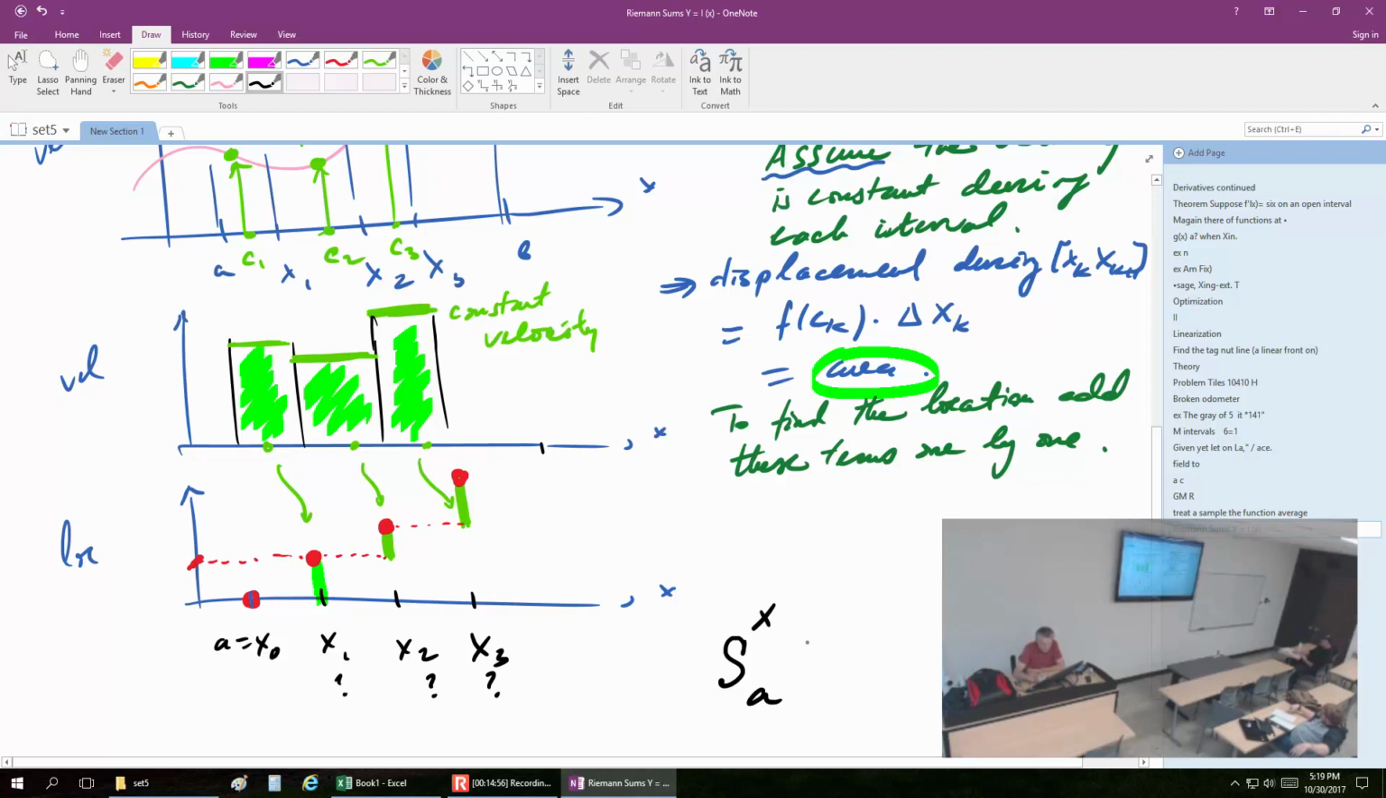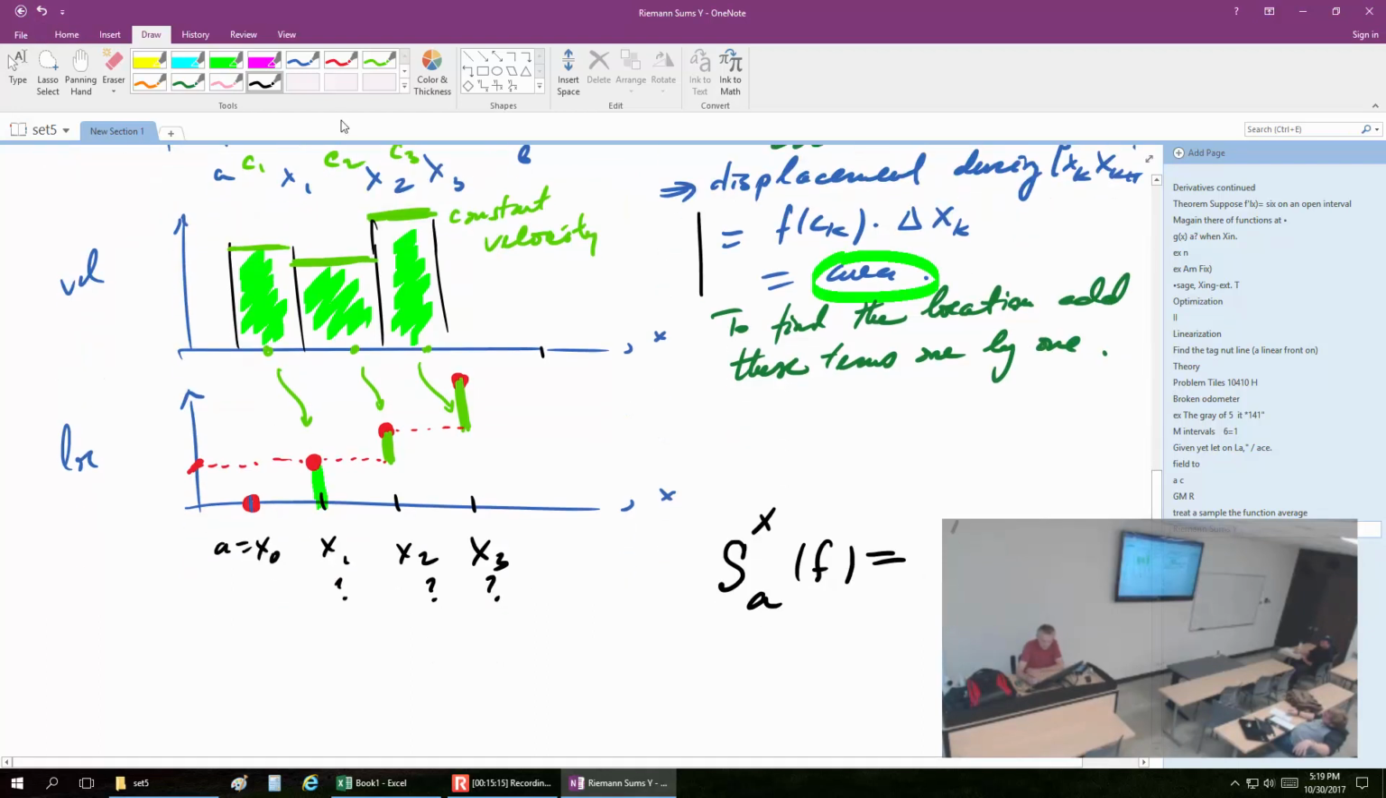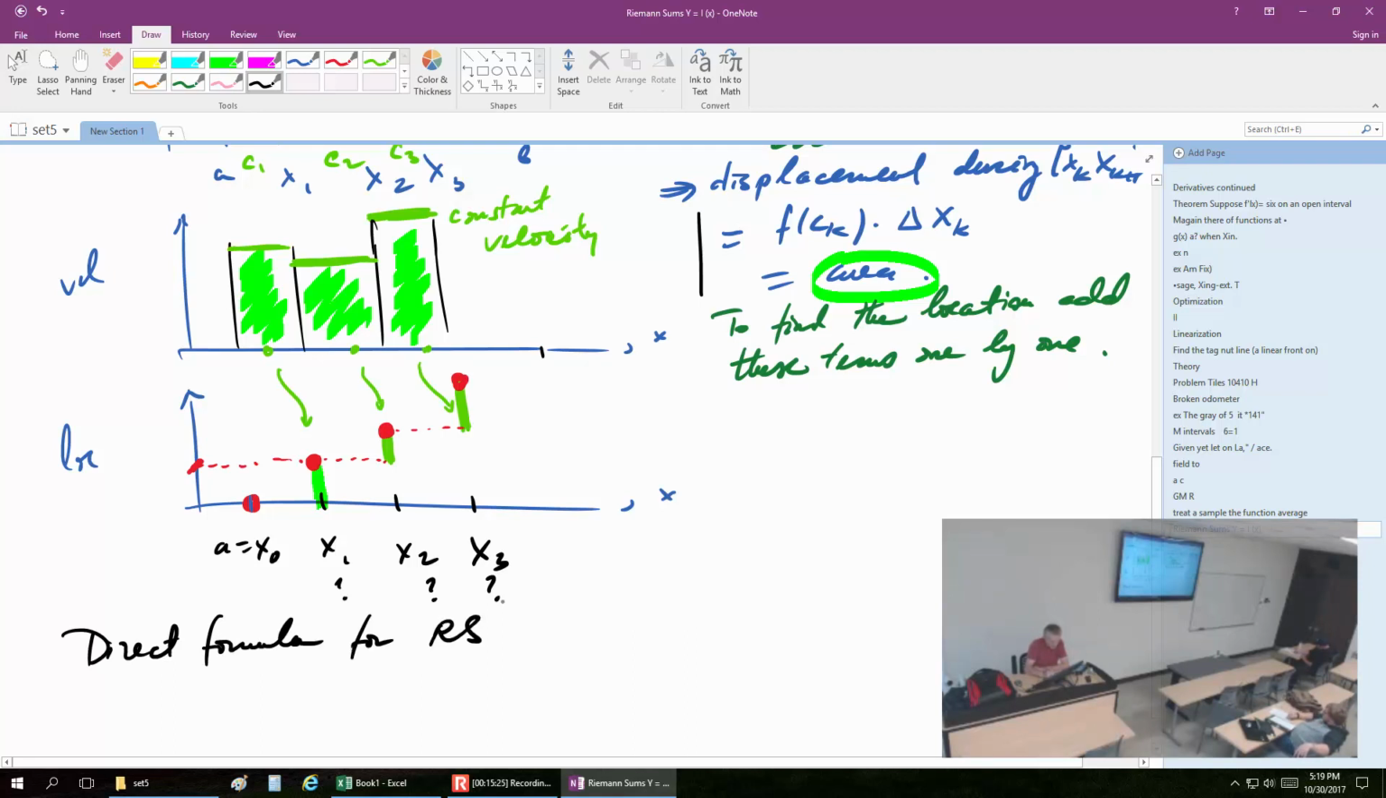And function f. Okay, and once again, if at this time I just want to turn away from the recursive computation, adding one term at a time, I could have an explicit formula, and it is a familiar formula. So, a direct formula for the Riemann sum. It is, after all, the sum of those areas.